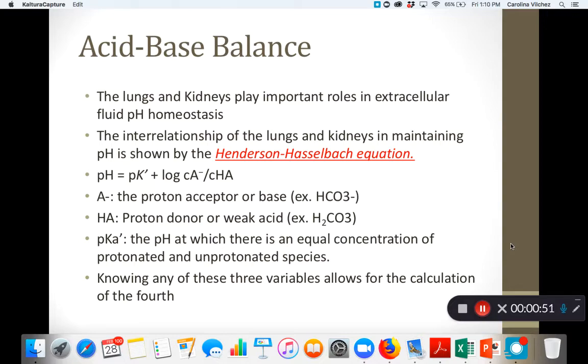It's the weak acid. pKa is the pH at which there is an equal concentration of the protonated and the unprotonated species, as I said to you before. So knowing any of these three variables will allow for the calculation of the fourth variable here.